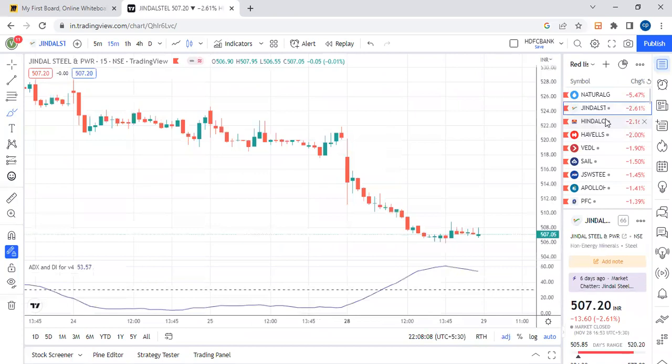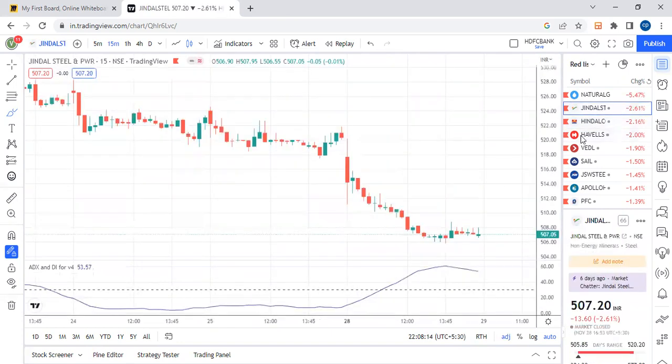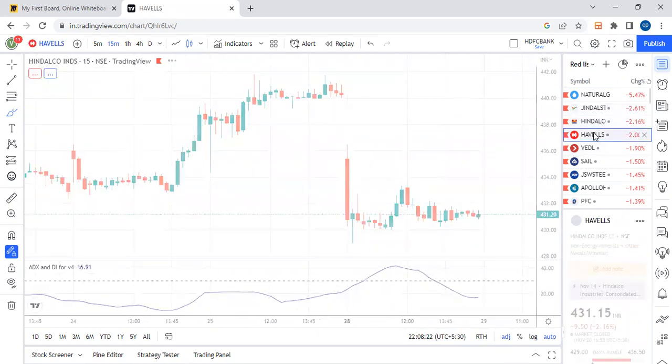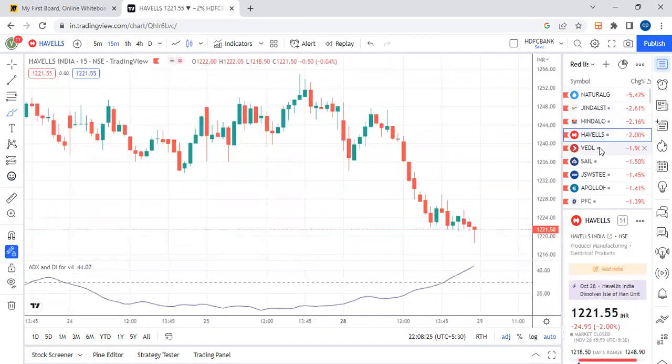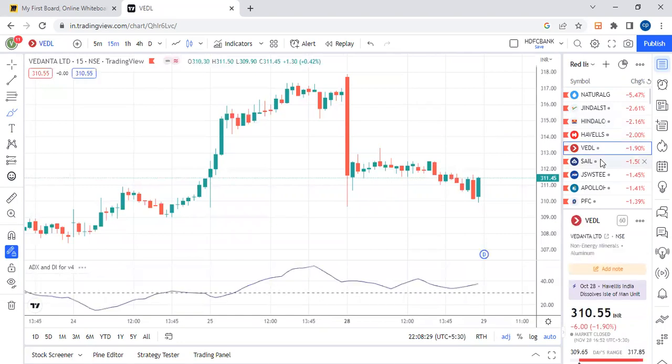Likewise, we'll observe some of the stocks. Jindal, we don't have strength here, even though it moved very well. Next, Hindalco, we don't have strength here. Havells, no strength. VDL, no strength. Yes, VDL we have strength here.